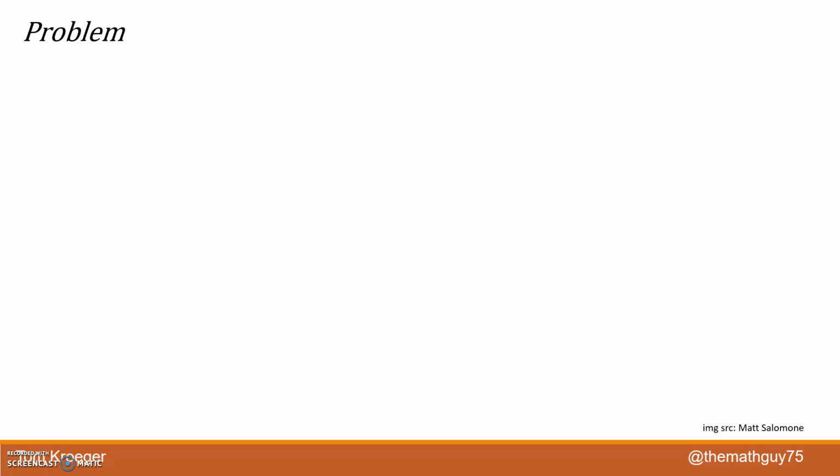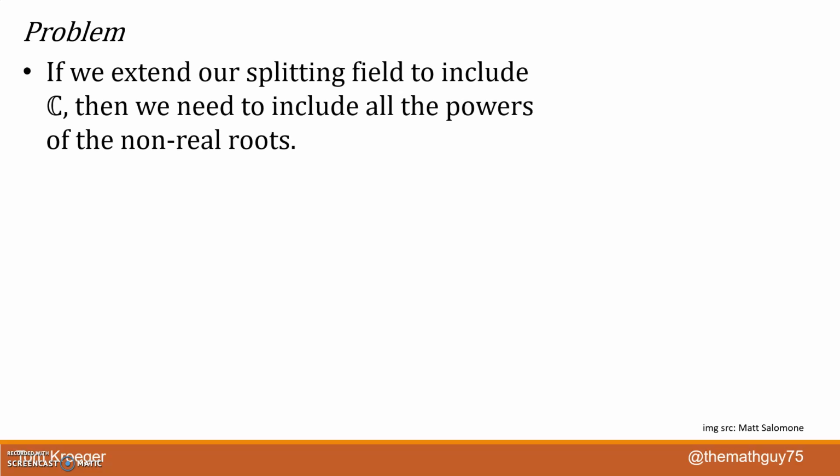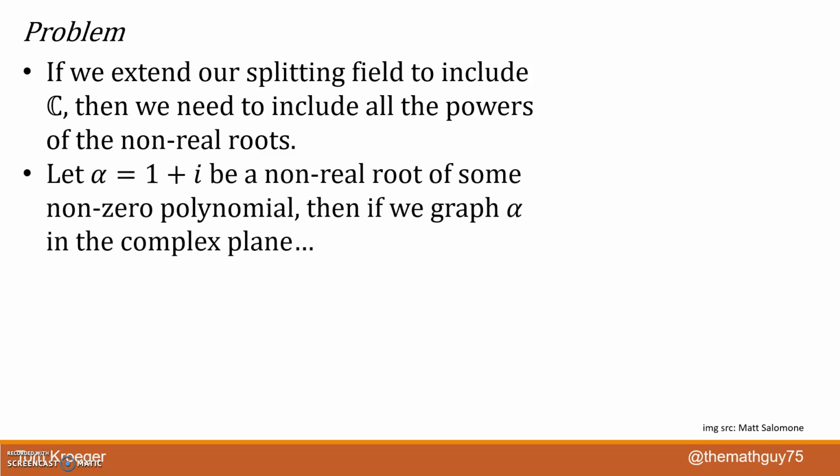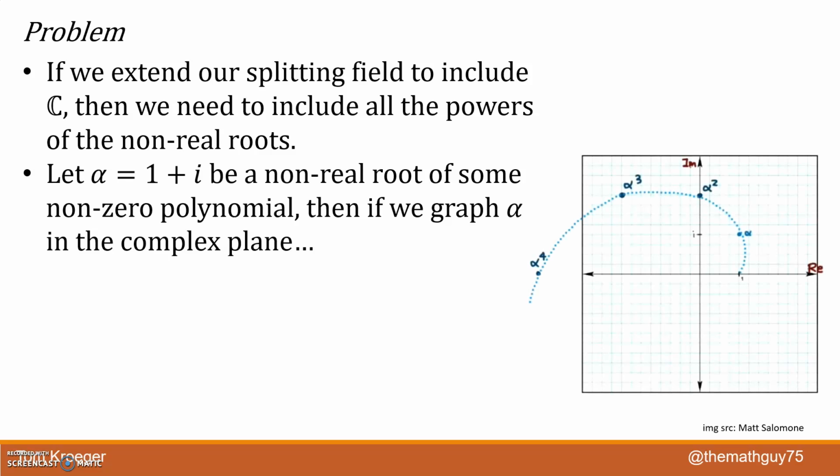So here's a problem. If we extend our splitting field to include all of the complex numbers, then we need to include all the powers as well. So if we look at this particular root, just a random root, alpha equals 1 plus i, let's say that's a non-real root of some non-zero polynomial. If we were to graph that in the complex plane, along with its powers, it would look something like this.